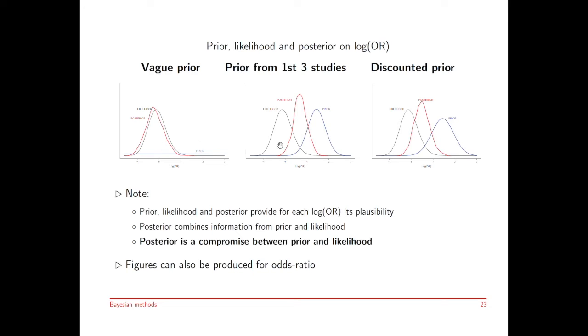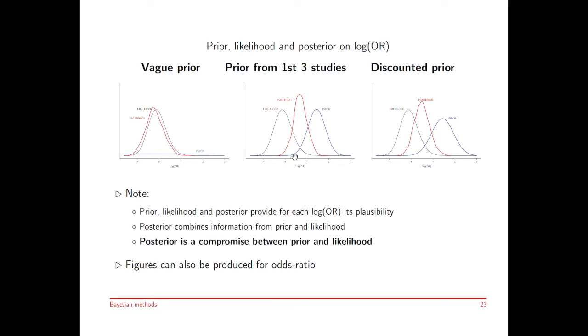So we have the three cases: vague prior, the prior from the cumulative meta-analysis, and the discounted prior. Let's look at the first case. The prior is very flat on the range that we are looking at. So from, let's say, minus 1.5 to 3, this Gaussian distribution looks basically horizontal. Combining it with the likelihood, we get a posterior that's basically the same as the likelihood, which basically says we haven't learned anything.